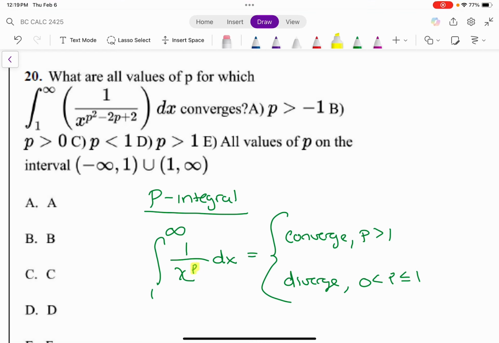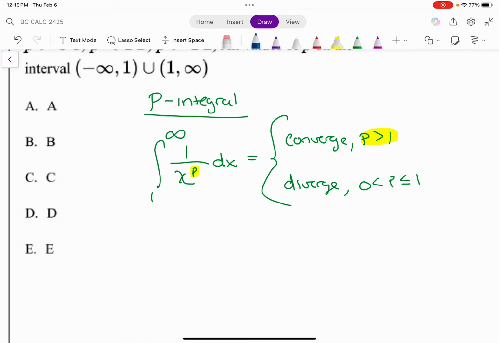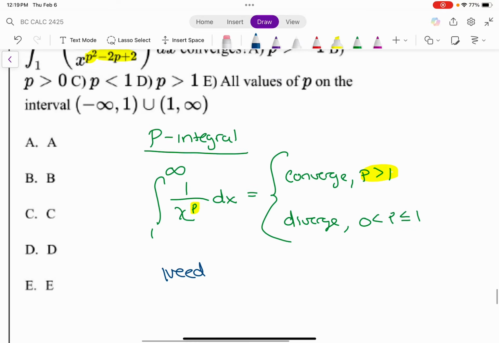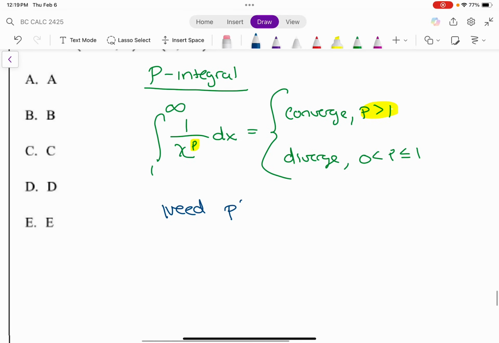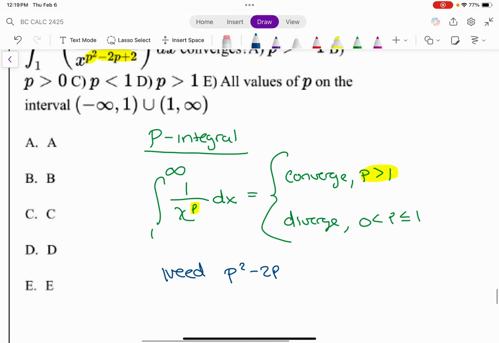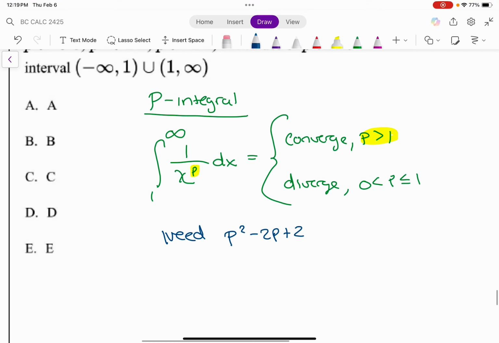We'll just go apply the test of that exponent, right? We need that exponent, whatever it looks like, this time it's a quadratic, it has to be bigger than 1. So we need p squared minus 2p plus 2 to be bigger than 1. And now we just try to get the condition on p that makes this true.